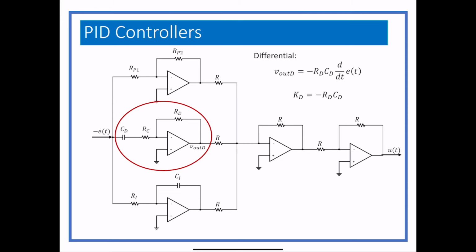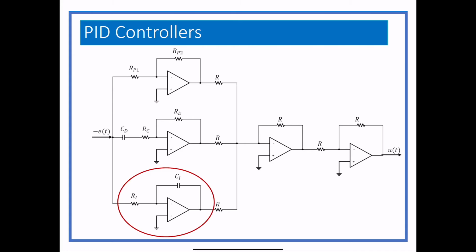So the K value for that is minus RD times CD, and again, it can be adjusted relatively easily if the differential resistor is adjustable. We don't adjust the capacitor. Capacitors are pretty much already hard enough to find in values, so those are usually not adjusted.